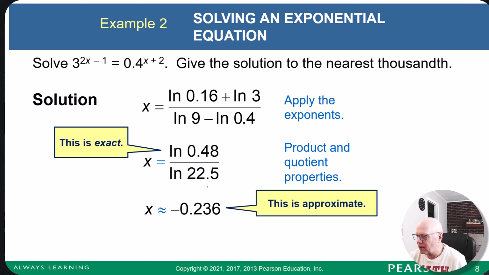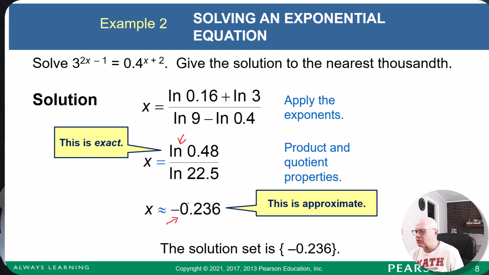this is approximate because when your calculator is determining the natural logarithm of 0.48, it has to round off. It doesn't have an infinite number of places. So it gives you an approximation. This bottom expression gives you an approximation. So this is an approximation as well, although we usually write x equals just because it's easier. So there's our solution.